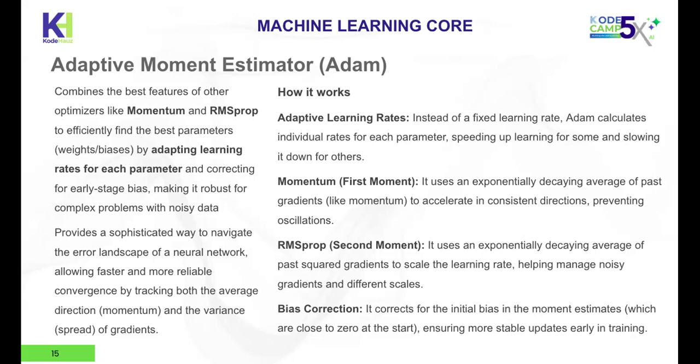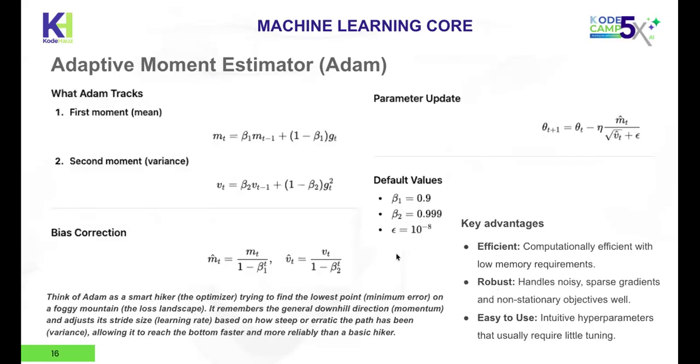And it uses that to scale the learning rate, the same way we just said, helping to manage noisy gradients and different scales, and allowing each parameter to change independently. Then it also does what we call a bias correction, where it corrects the initial bias in the moment estimates, which are close to zero at the start. So it ensures more stable updates early in training.